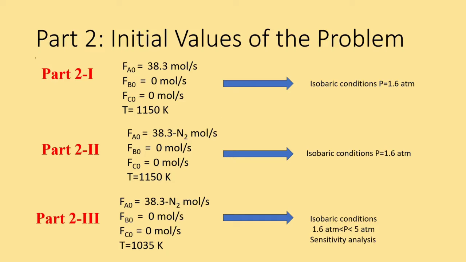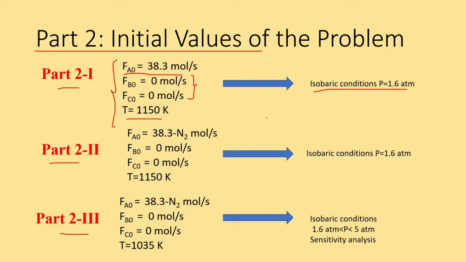We've already discussed our methodology, and it brings us to part 2 of our methodology, which is to define the initial value of the problem. So we have three parts in this question number 2, and let's discuss it one by one. In the first part, we have the initial flow rate of A as 38.3 mole per second, whereas the other two components are not there yet because the cracking reaction takes place inside the plug flow reactor, and the initial temperature has been given. It's isobaric condition, at P equals 1.6 atmosphere.